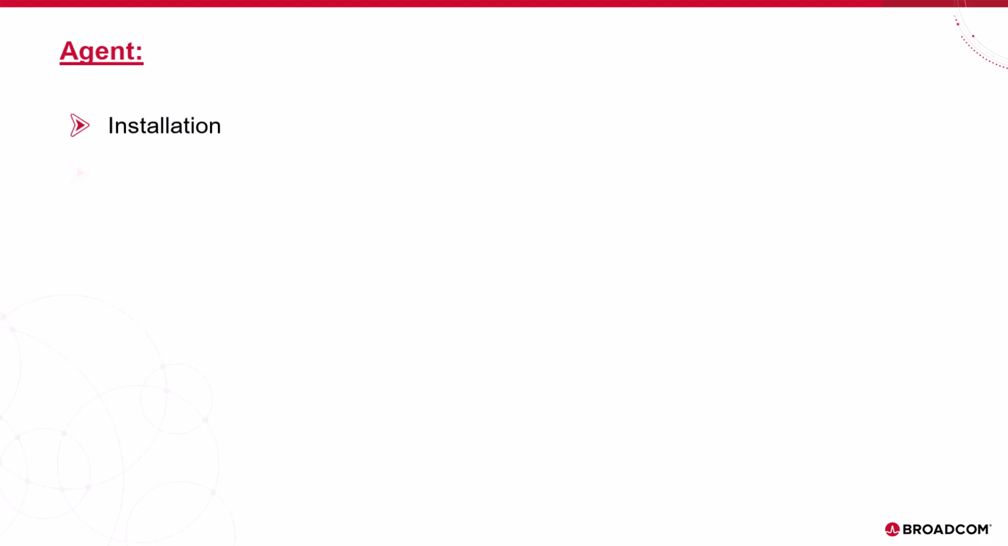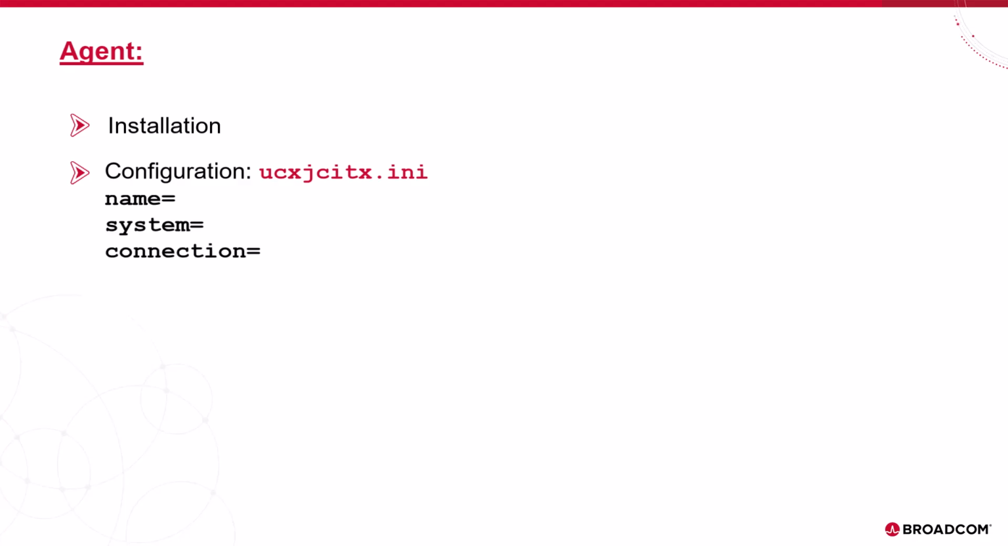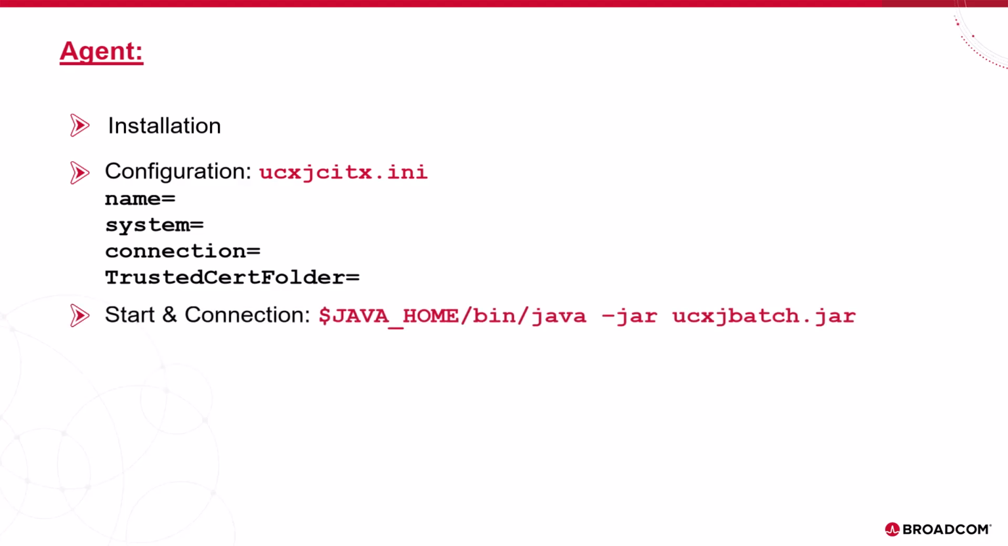Based on the platform, we rename the agent configuration file ucxjcitx and set a minimum of 4 values: the agent name, the AE system name, the host name and port connection to the automation engine's JCP, and finally the directory containing the TLS certificate. Finally, we start the agent by invoking the JAR file via the Java command.